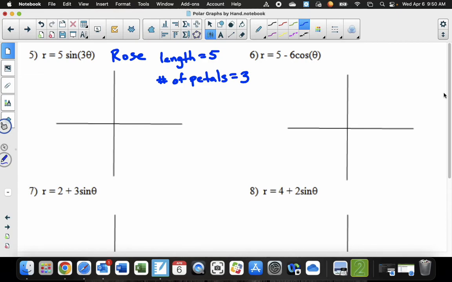Just using symmetry. Okay? So I'm going to say 120 degrees apart, or however you want to say that. Okay? Petals are 120 degrees apart.